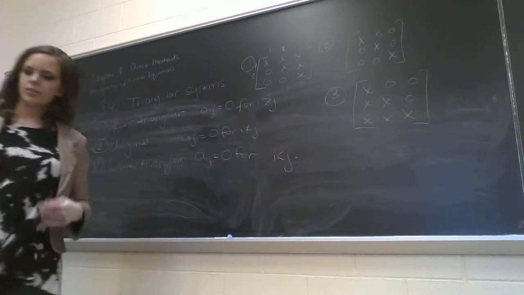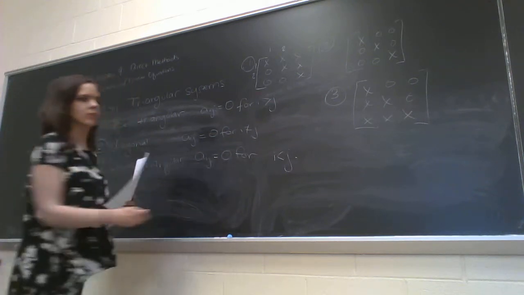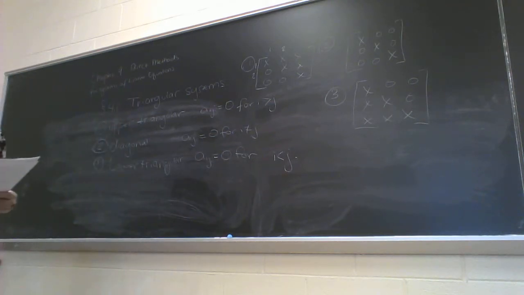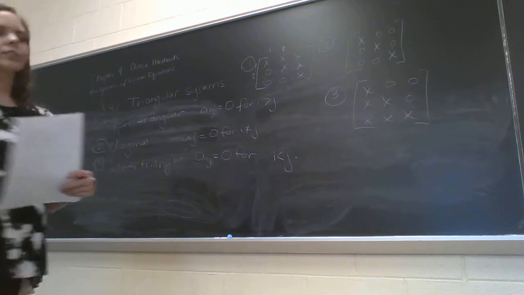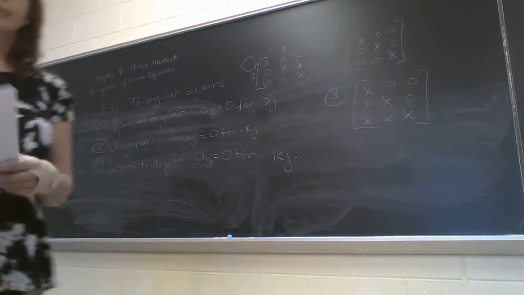So those are the 3 types of triangular systems, and those are essentially what we want to reduce our problem to, because these are the systems that are trivial to solve. So since they're trivial to solve, we're going to talk about how do we solve them first.